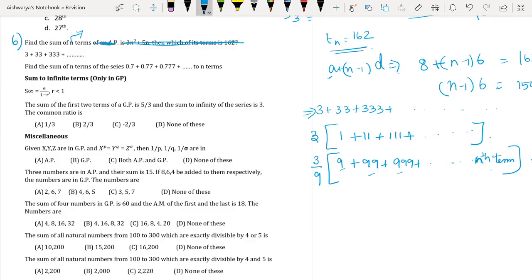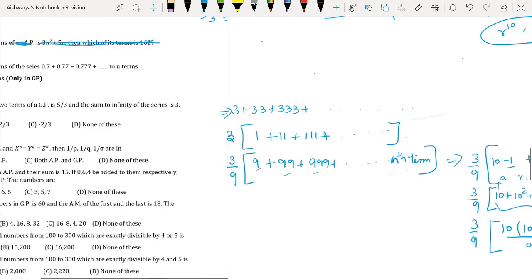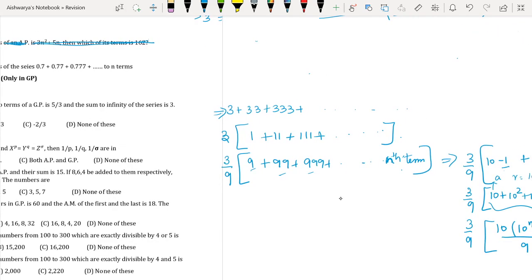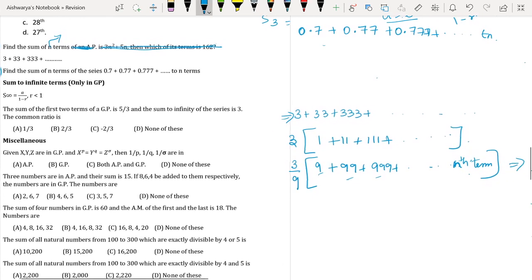Let's go to the next question, question number 7. Find the sum of n terms of the series 0.7 plus 0.77 plus 0.777 and so on, up to n terms. Here this is similar to the previous one, but just with a decimal. So 0.7, 0.77, 0.777, so on up to n terms. The nth term, I don't know yet, I will find out.